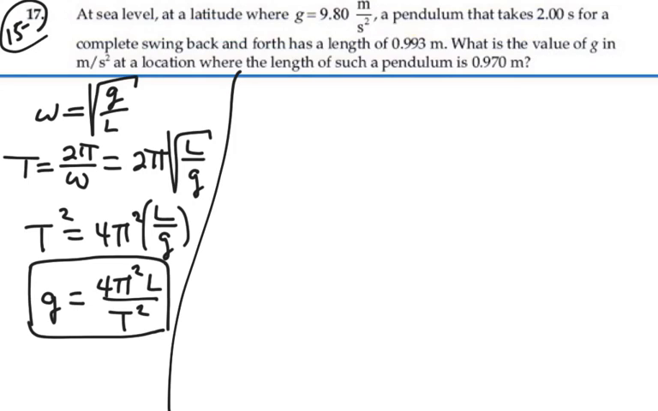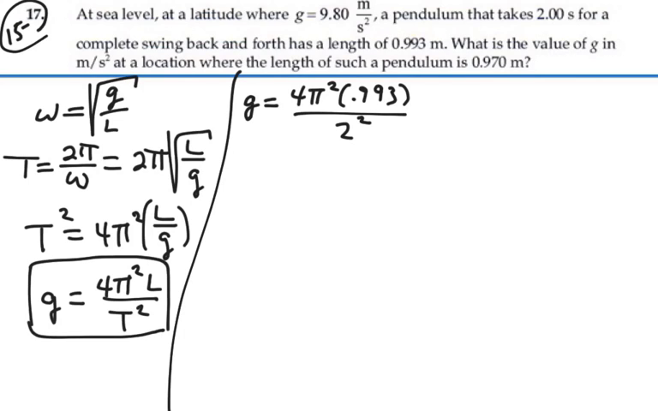Now we're told, just for a check, that when the pendulum has a length of 0.993, we are measuring 9.80 meters per second squared. Let's check that out. g should be equal to 4 pi squared, and we're going to try 0.993 here. And our period of our pendulum is 2 seconds.